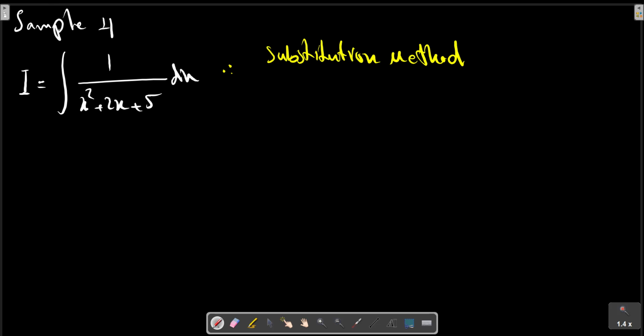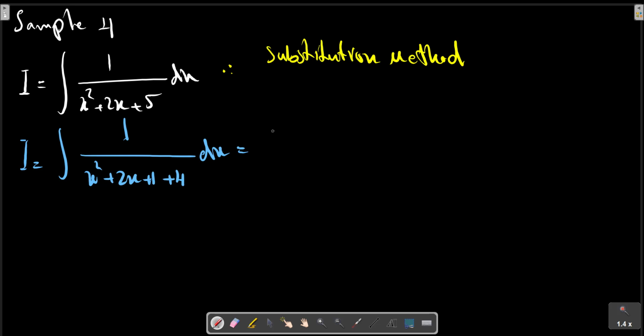At first we should simplify the integration to 1 over x squared plus 2x plus 1 plus 4 dx, which is equal to 1 over 4 plus (x plus 1) squared.